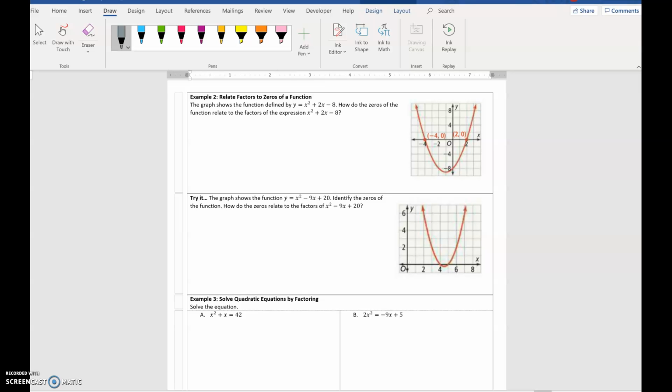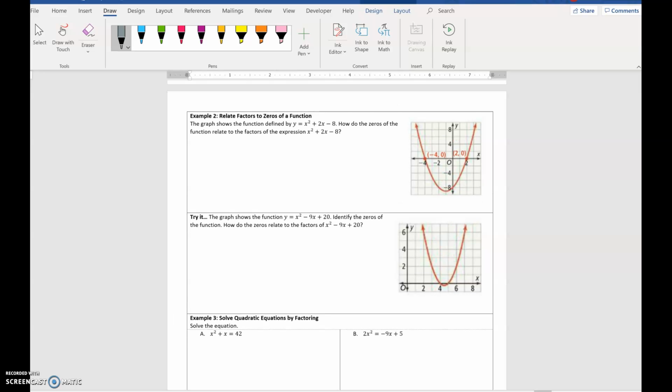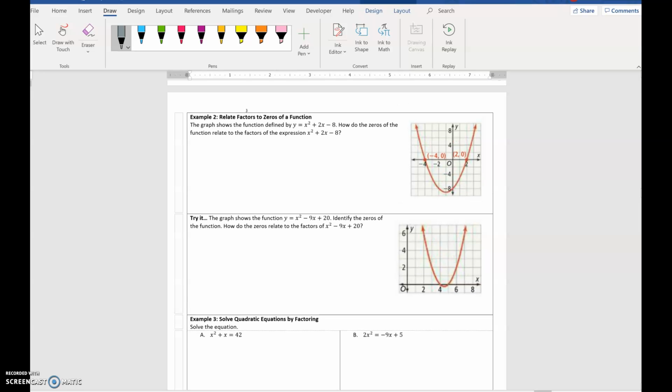Topic 2, Section 3, Day 2. So we did a review of factoring, and now we're going to be writing quadratic functions in factored form. So in factored form, it's going to look like f of x equals our a, so our dilation here, and then x minus our first x-intercept times x minus our second.